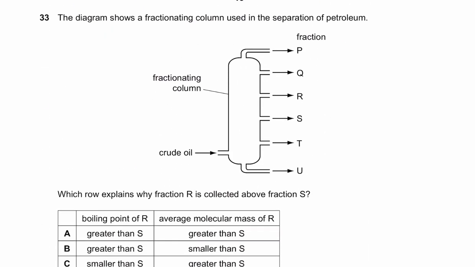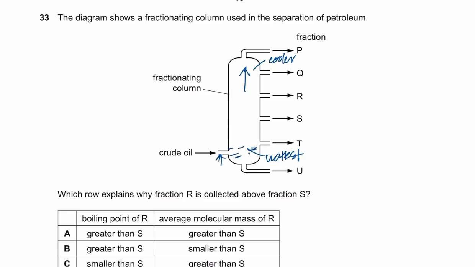The diagram shows the fractionating column used in several. Which row explains why fraction R is collected above S? Obviously, as you go above, the temperature of this fractionating column decreases. There's like a heat gradient. Upper is a cooler temperature, like 25, 35, and here it's the hottest, right? Because obviously it's being heated here, and the hottest temperature is here.